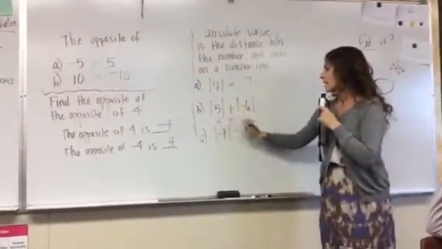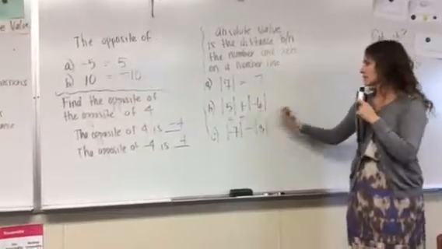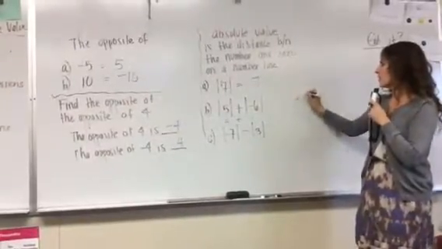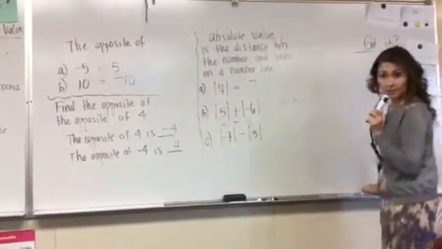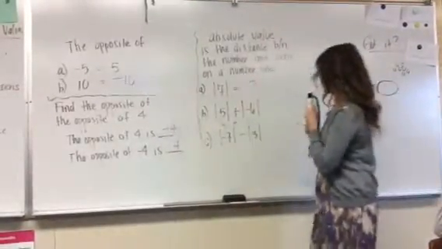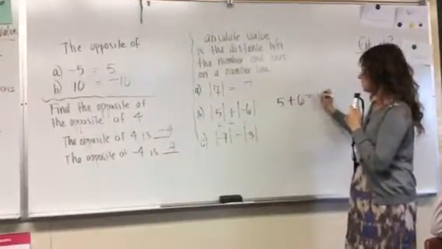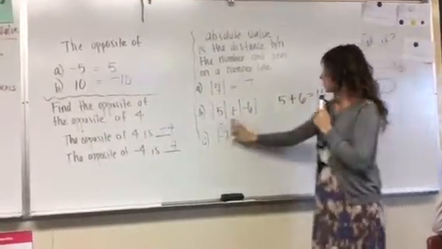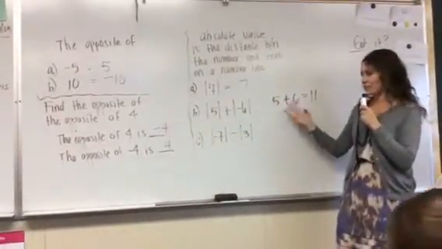I'll bring this plus sign down. What's the absolute value of -6? 6. So what you basically told me is 5 plus 6. I used to see this when I was in kindergarten. 5 plus 6 is 11. You never thought you'd be doing that again in 6th grade, huh? Adding 5 plus 6.